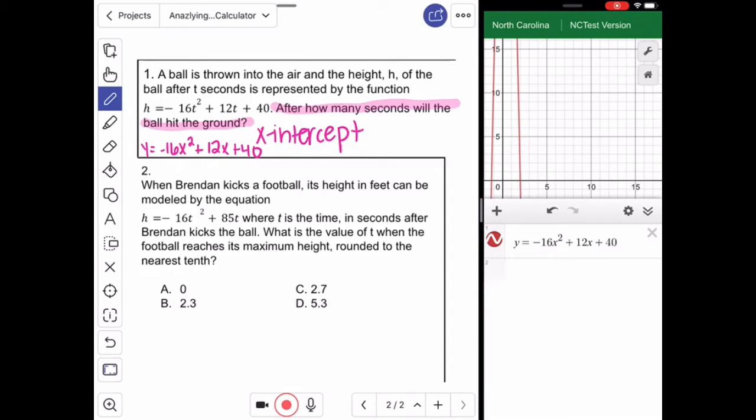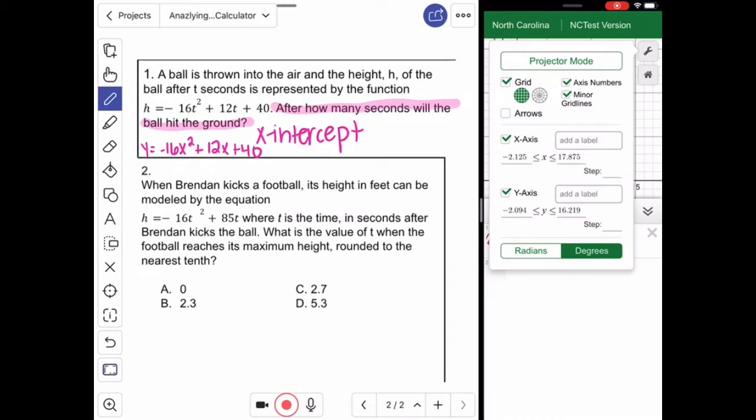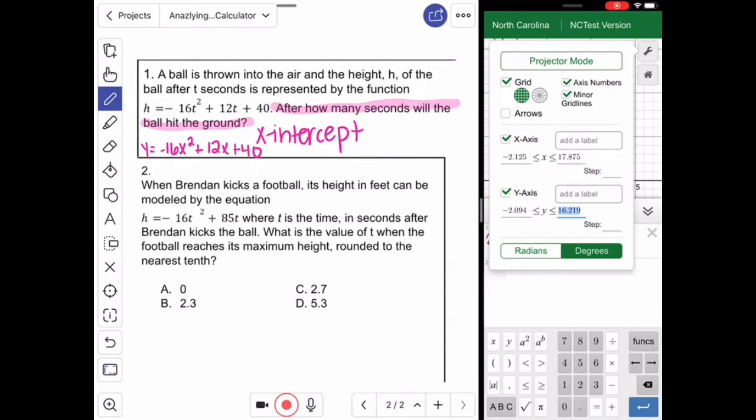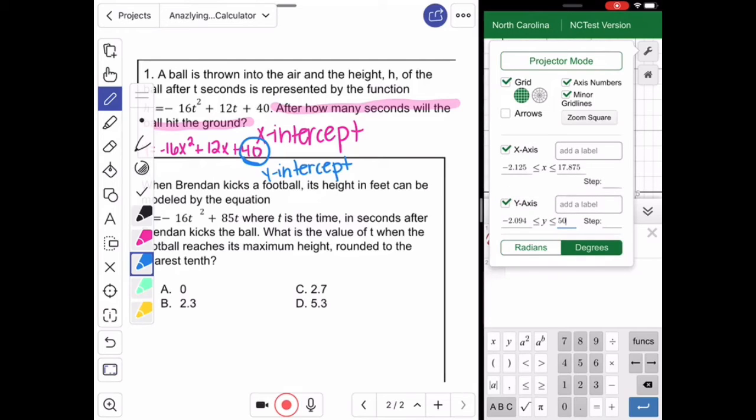What we can't see is the initial value, the y-intercept. So we want to change how far the y-axis goes up. Right now it's at 16. This is going to kind of have to be a guess and check, unless you are able to represent and understand that that C value is my y-intercept. So if you understand that, then I can go ahead and change that to, let's say, 50. I'm going to give myself a little wiggle room so I can see the graph nicely.